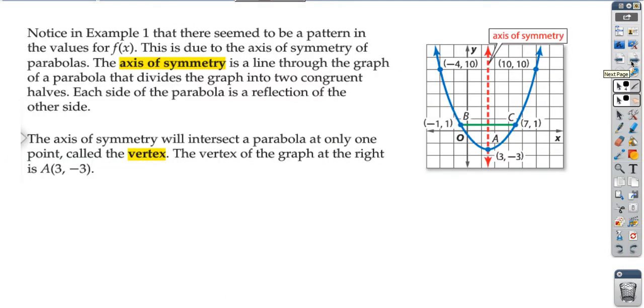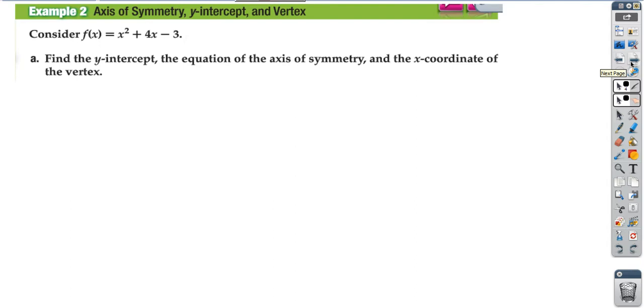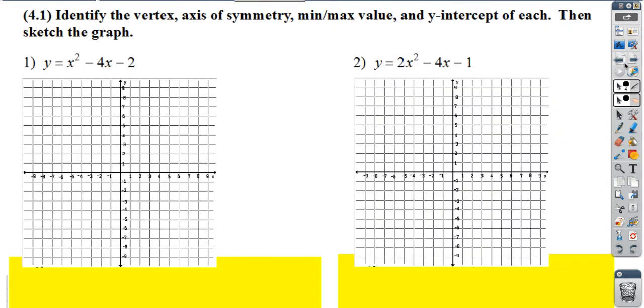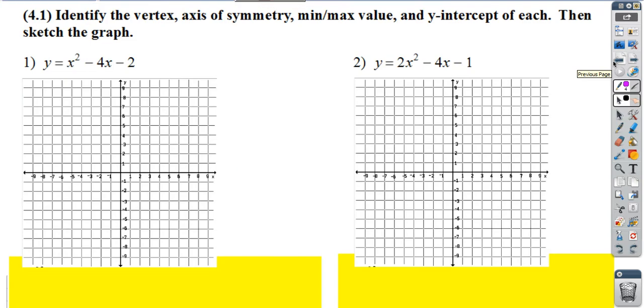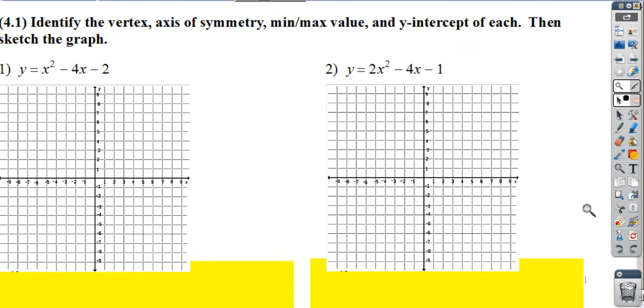Alright, and that's just a picture of what we talked about with the vertex and the axis of symmetry going through it. Alright, let's do maybe one more. Actually, we'll go back a page. This one's a little bit better. Let's do number 2 right here. We'll graph this, find the max and the min, all that stuff they want right there: vertex, axis of symmetry, min, max, and y-intercept.